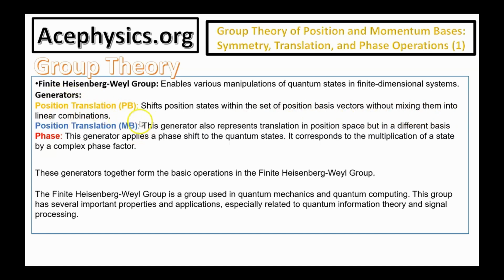There's the position translation generator in the momentum basis. This generator also represents translations in position space, but in a different basis. And finally, there's the phase generator. This generator applies a phase shift to the quantum state. The Heisenberg-Weil group is a group used in quantum mechanics and quantum computing. This group has several important properties and applications, especially related to quantum information theory and signal processing.